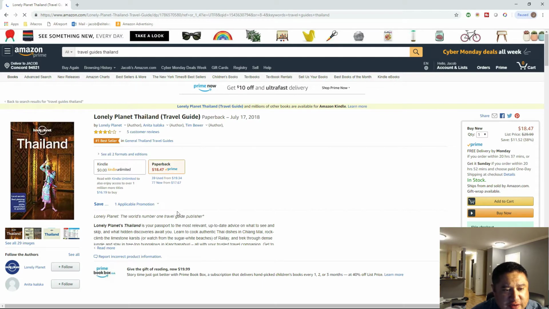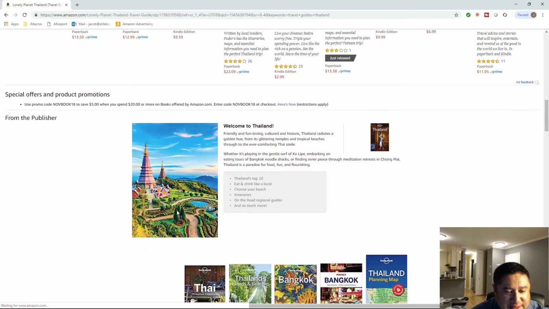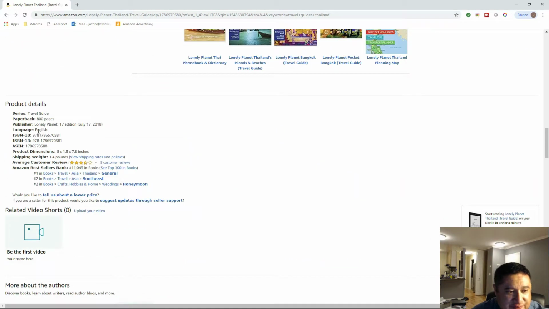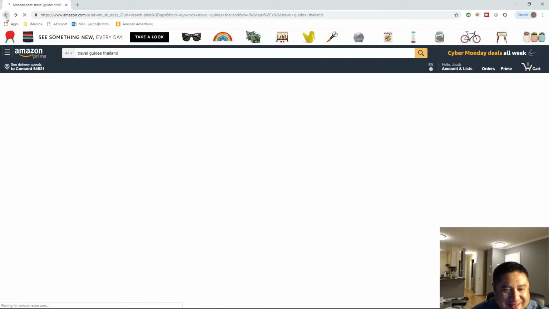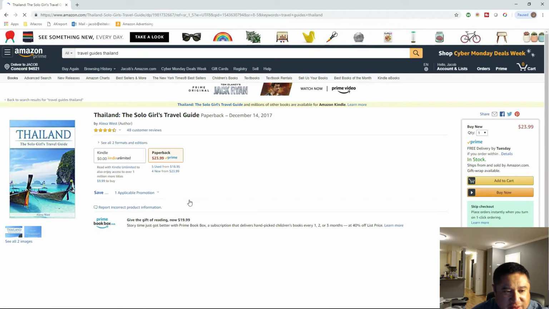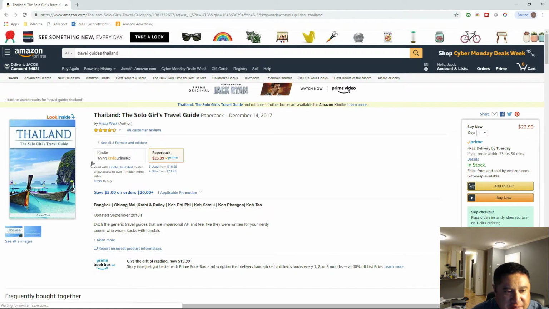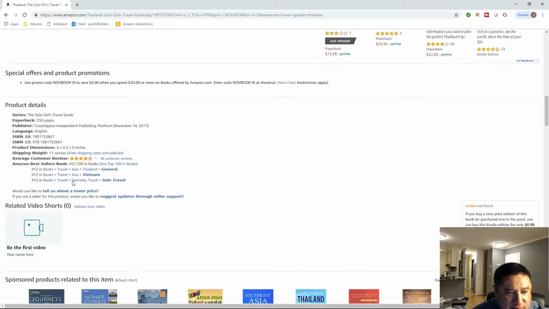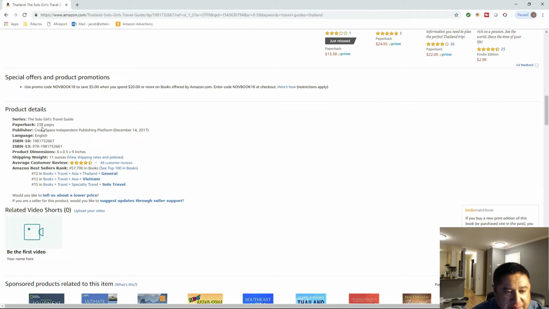Huge brand for travel guides, and I assume this is the best seller, and it is. 800 pages. I think they made it longer than ever, if you can believe that. And I'll just show one more with the Solo Girls Travel Guide by Alexa West. We've got 238 pages for this particular guide.